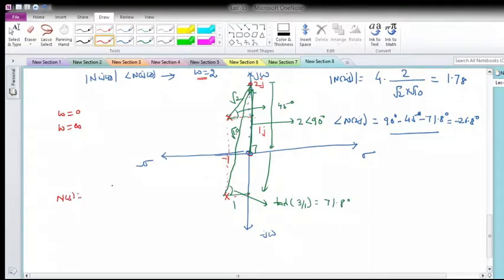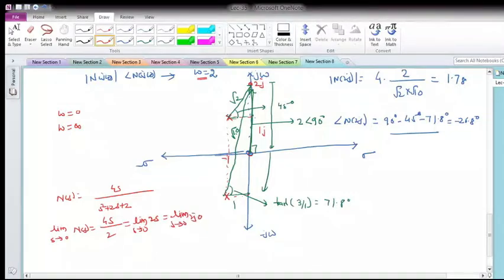N of s is 4s over s square plus 2s plus 2. Limit j omega tends to 0 means s tends to 0. I would like to evaluate this, taking the lower power of s in the numerator and the lower power of s in the denominator. So 4s by 2, which is coming as 2s. Let me evaluate at s tends to 0, which is 2j0. From that I would like to know what is the magnitude and phase response.